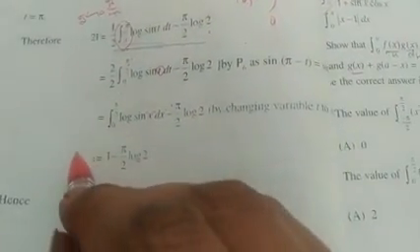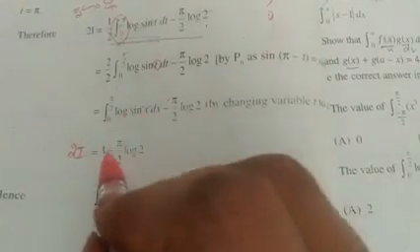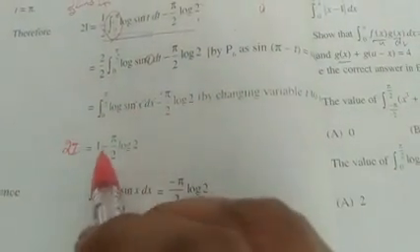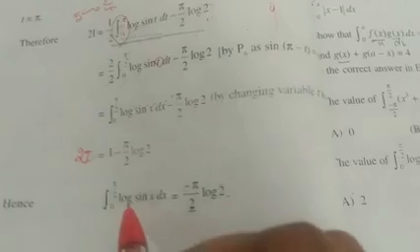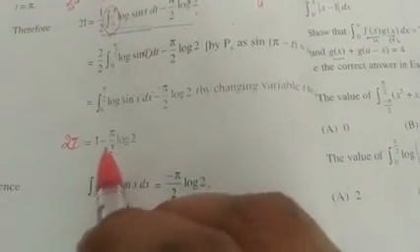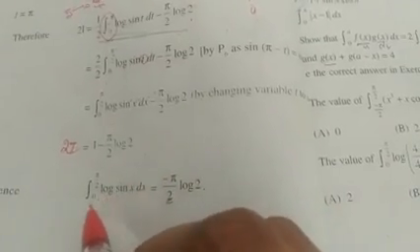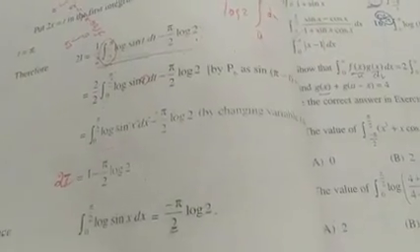So 2I, this is nothing but I minus pi by 2 log 2. Bring this I to this side. Therefore you will be getting I equal to minus pi by 2 log 2. Therefore I is nothing but integral 0 to pi by 2 log sin x dx is nothing but minus pi by 2 log 2. This is one of the very important sums, and this is the continuation of the 16th sum.